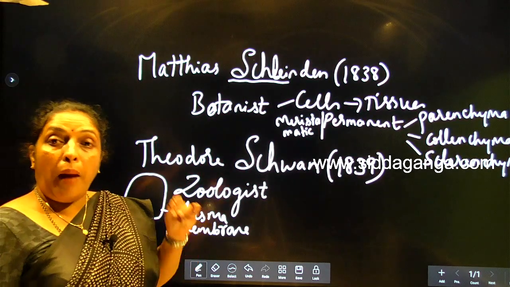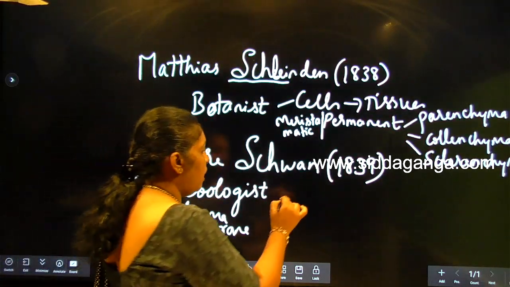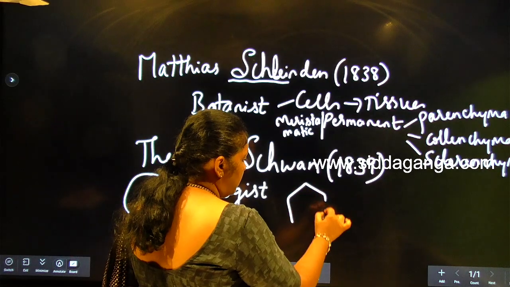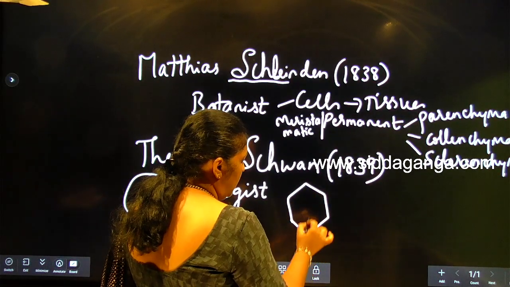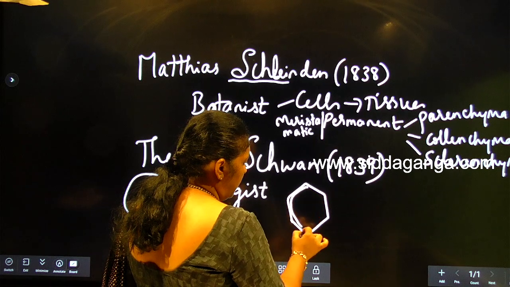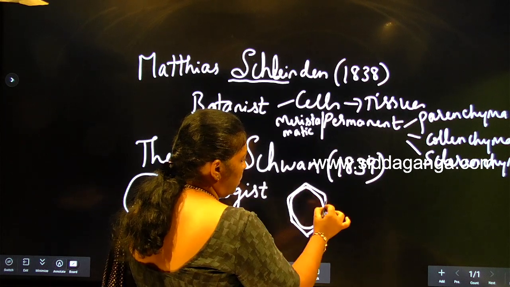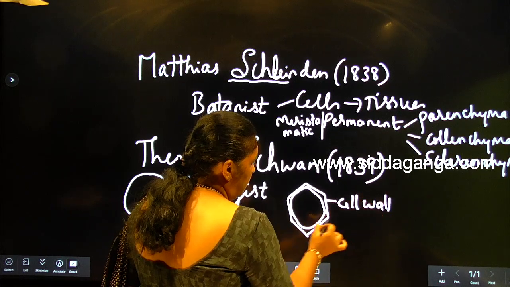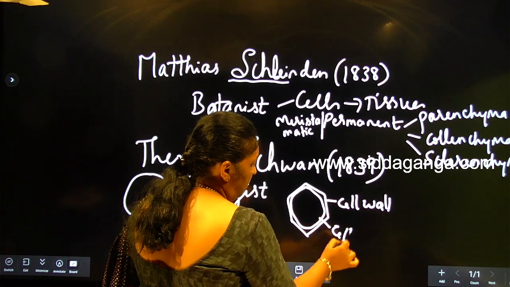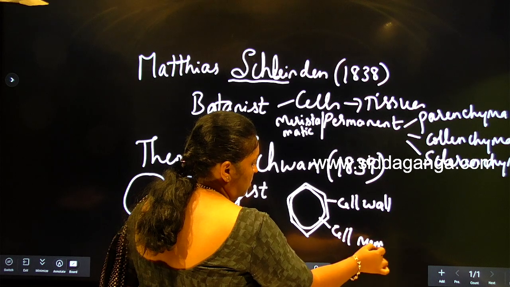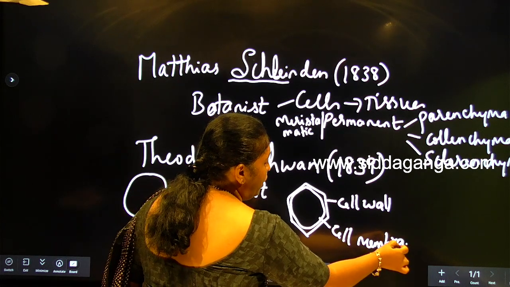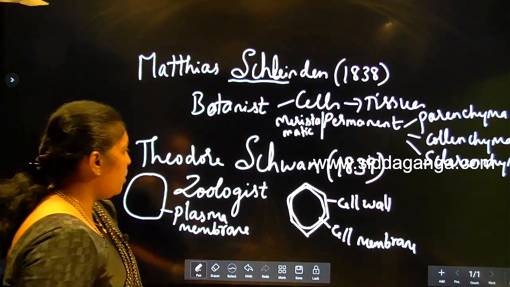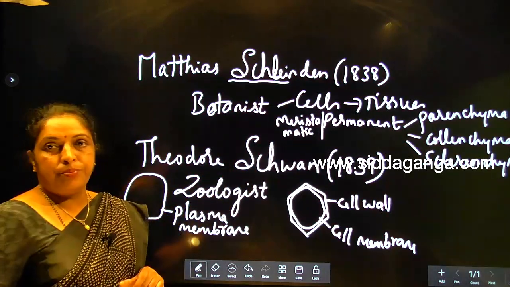Again he studied plant cells also. He doesn't stay quiet. Again he studied plant cells and he told that even plant cells have a unique structure called the cell wall. Inside the cell wall we see a cell membrane. Cell wall is unique to plants, says Theodor Schwann. Understood?